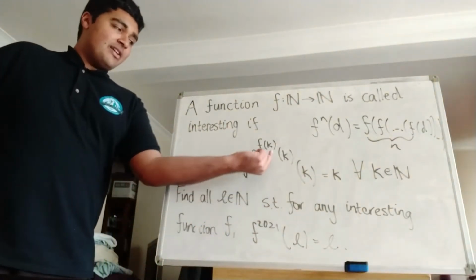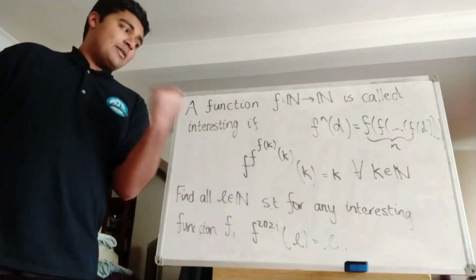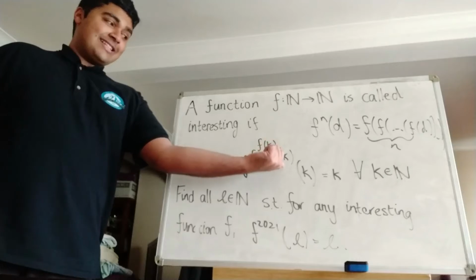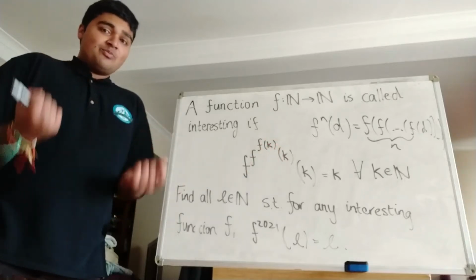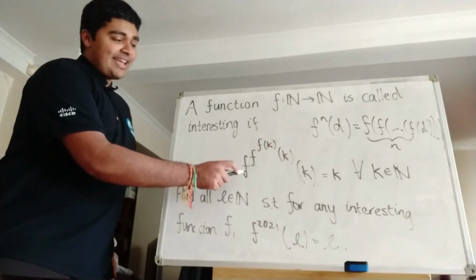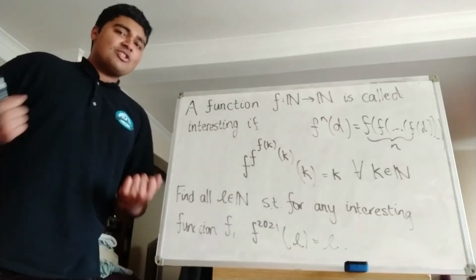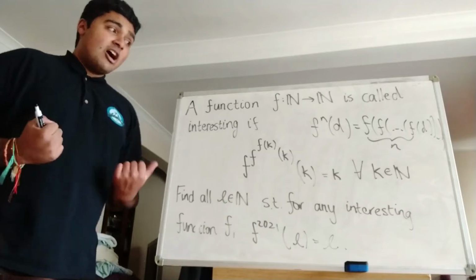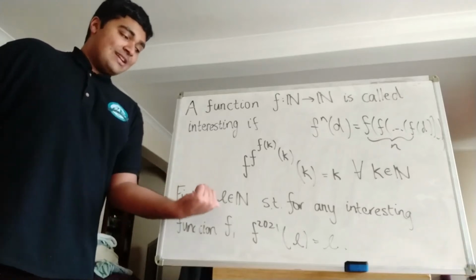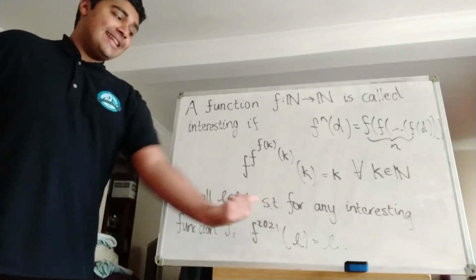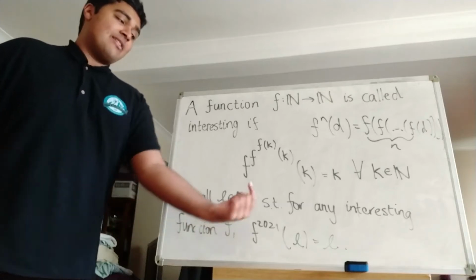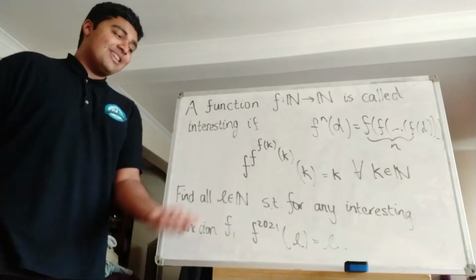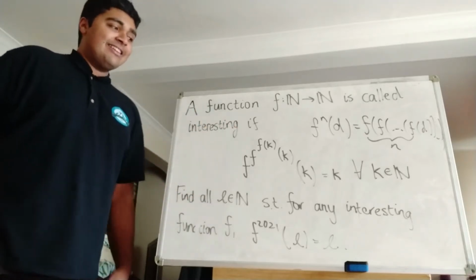So what we're doing is we're firstly evaluating f of k. That would be some positive integer, say t. Then we're applying f t times to this k, and that will give us some new positive integer, say s. Then we're applying f s times to k, and what we should end up with is k, and that's for all positive integers k. Our problem is we want to find all natural numbers L such that for any interesting function f, f to the 21 of L, so f applied 21 times to L, spits out L again.